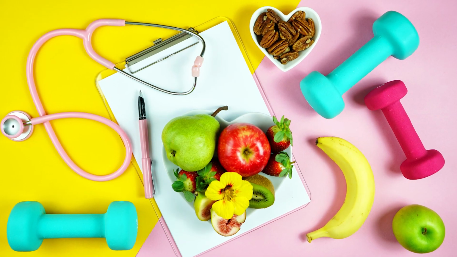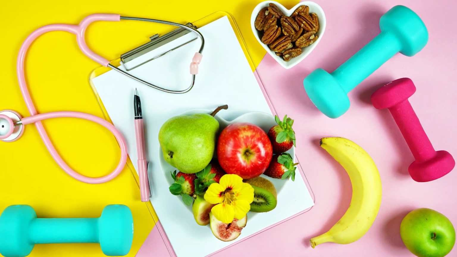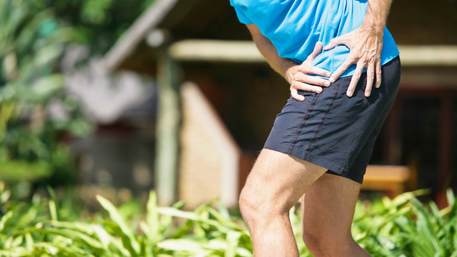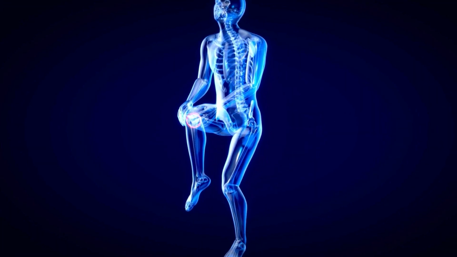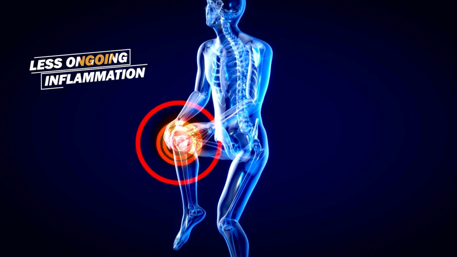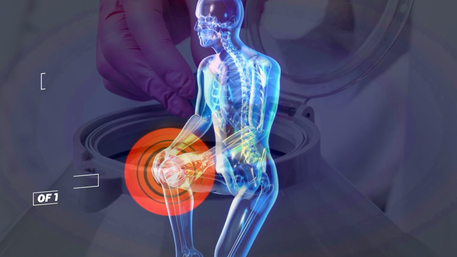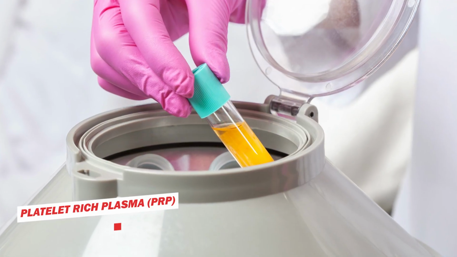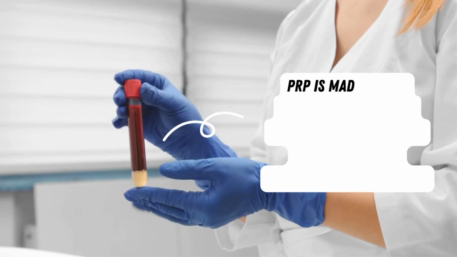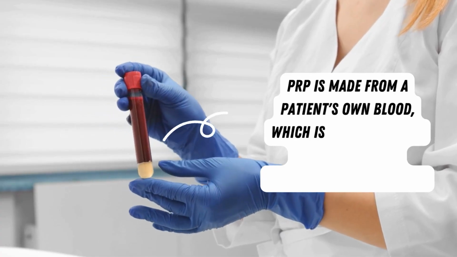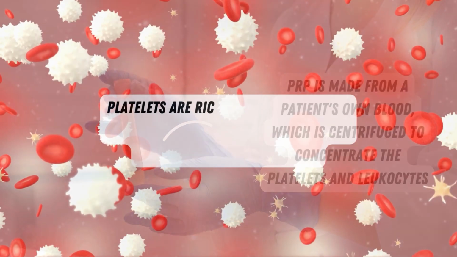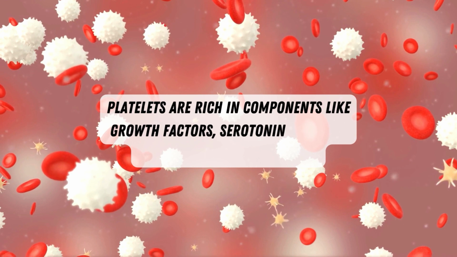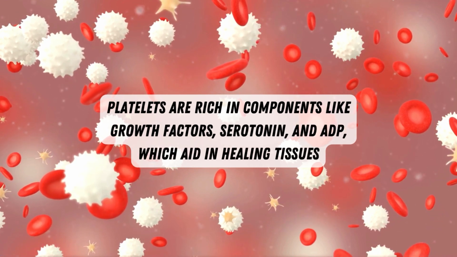However, despite trying all these various lifestyle approaches, some individuals still experience arthritis pain. So to prevent the recurrence of inflammation, what measures can be taken? Are there ways to change the biology of the joint, so that there is less ongoing inflammation and more healing of the joint? This is where PRP, or platelet rich plasma, comes in. PRP is made from a patient's own blood, which is centrifuged to concentrate the platelets and leukocytes. The platelets are rich in components like growth factors, serotonin, and ADP, and they all help aid in healing tissues.